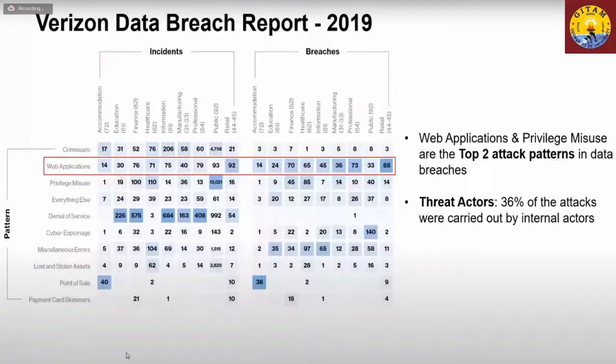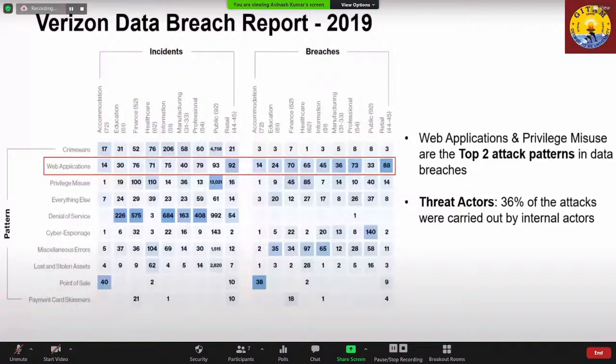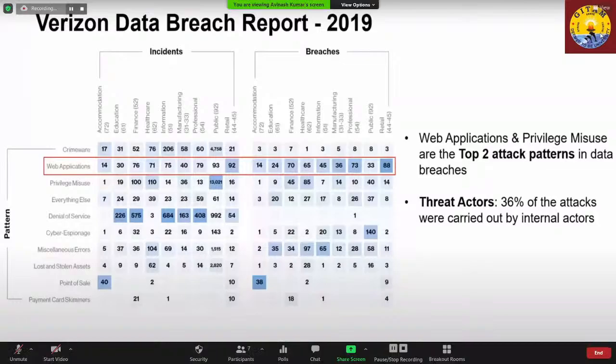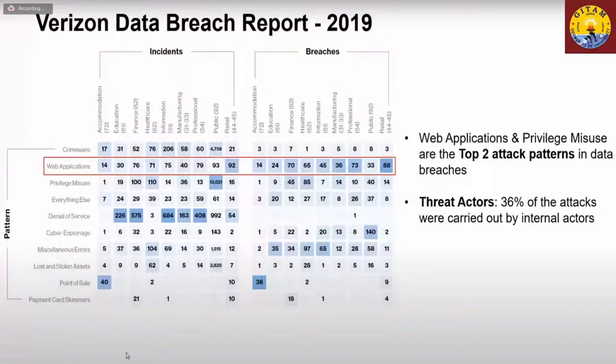So this is a breach report by Verizon. Verizon is just like a telecom provider in United States, just like what we have as Jio and Airtel in India. So apart from providing telecom services, Verizon also releases some kind of a data breach annual report. And in 2019, they specified that most of the breach incidents happen with respect to the web applications, right?